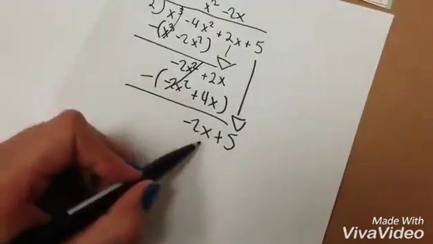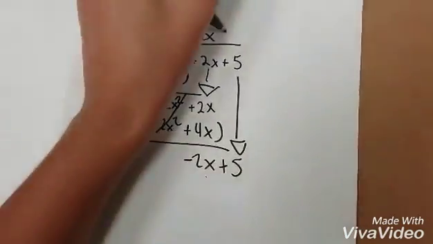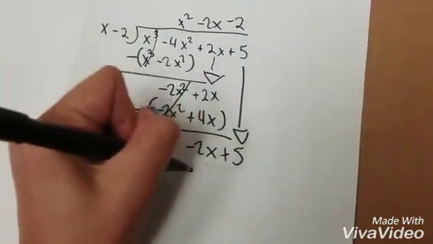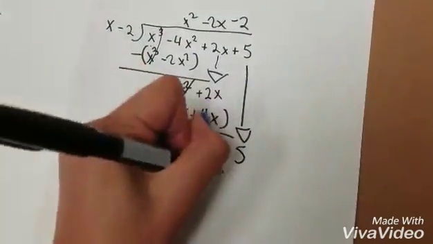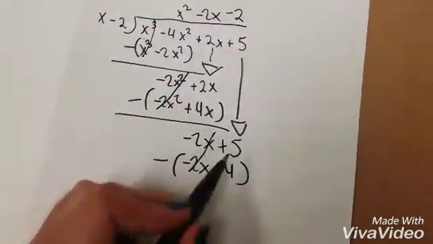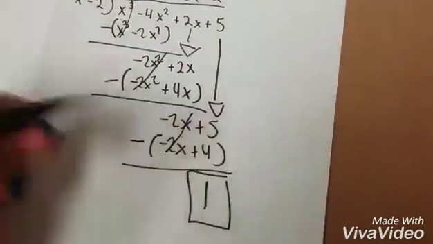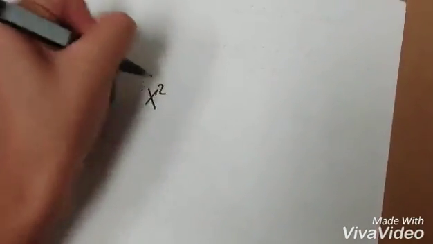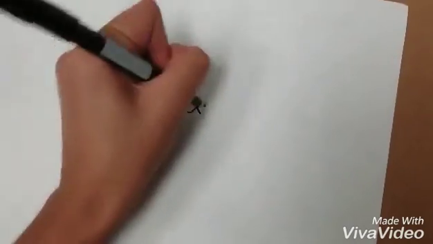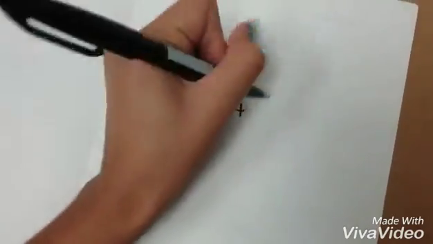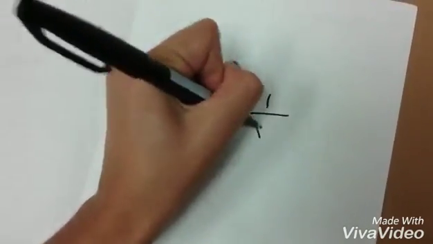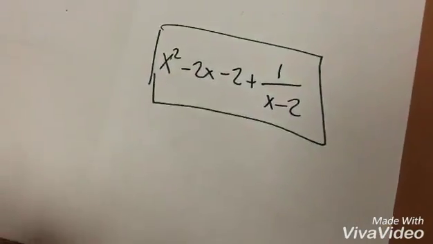And you will just repeat these steps. Negative 2x divided by x will give you a negative 2. Negative 2 times x gives you negative 2x. Negative 2 times negative 2 will give you a positive 4. Subtract this, these will cross out. Positive 5 minus positive 4 will give you a 1, and this will be your remainder. The way to write out the answer is x squared minus 2x minus 2 plus 1 over x minus 2. And that is how you do long division.